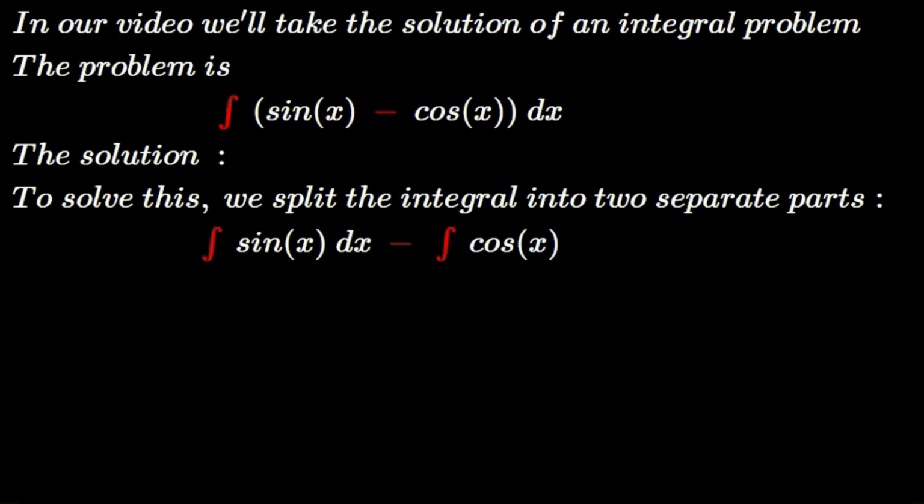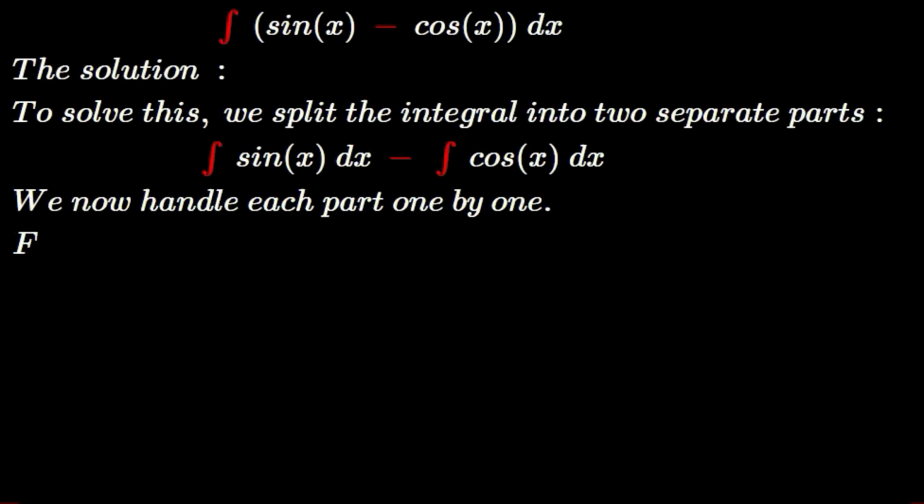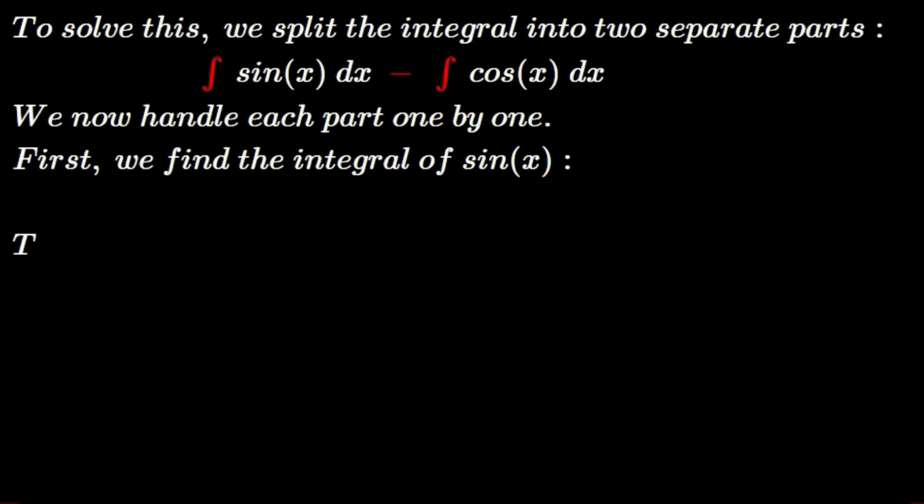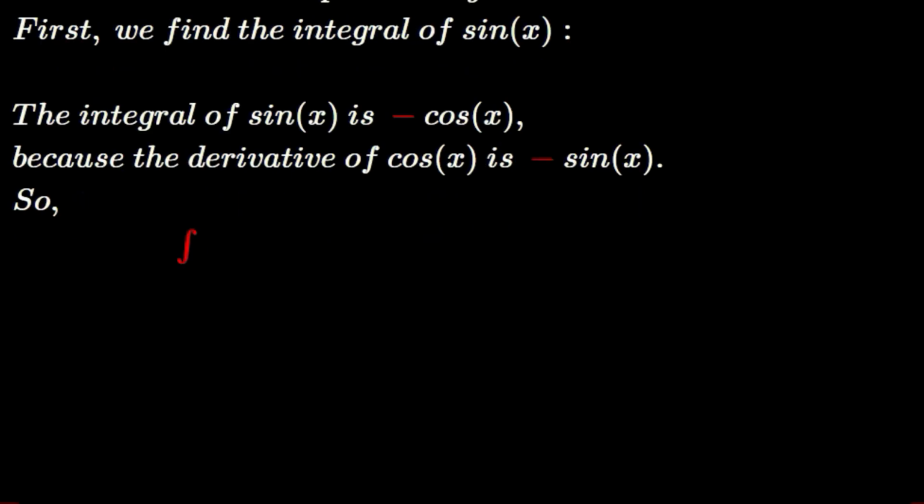x dx. We now handle each part one by one. First, we find the integral of sine x. The integral of sine x is minus cosine x, because the derivative of cosine x is minus sine x, so integral sine x dx equals minus cosine x.